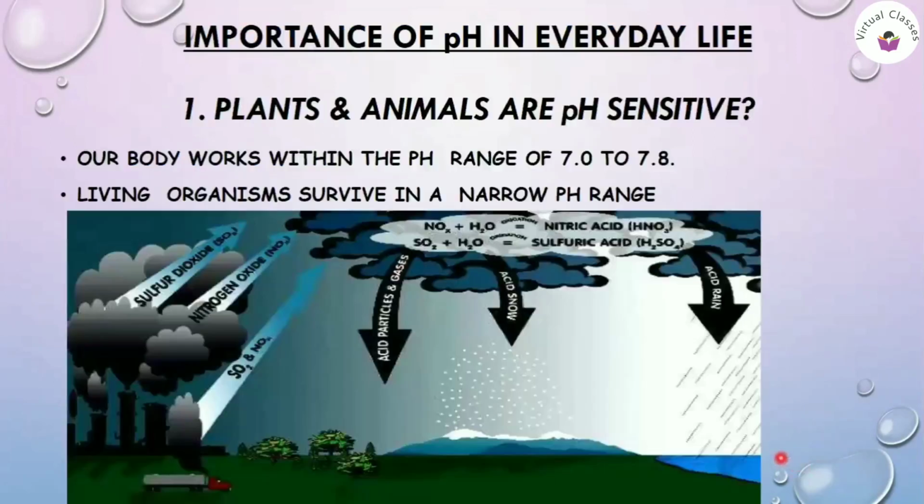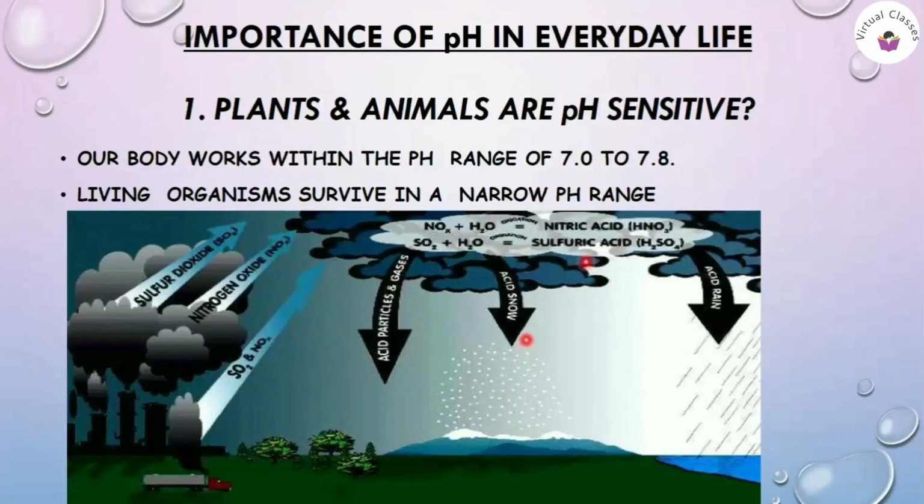Now, what's the importance of pH or strength of acids and bases in everyday life? Let's go into details. First, plants and animals are pH sensitive. Our body works within the pH range of 7 to 7.8. Living organisms can survive only in a narrow range of pH. When the pH of rainwater is less than 5.6, which is due to dissolution of poisonous gases released from various industries, it is called acid rain.